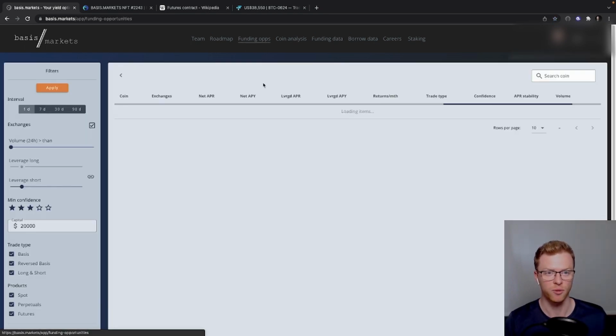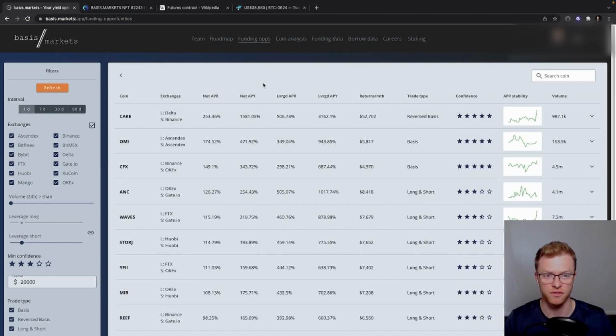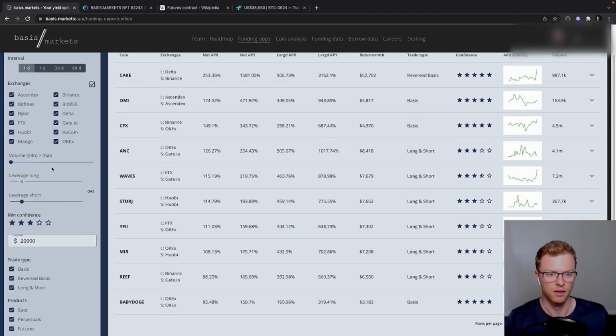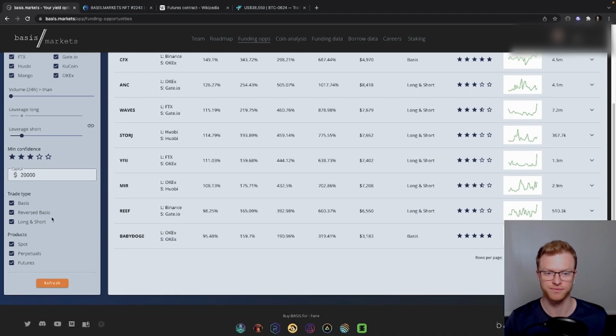Now we can go into the actual trade engine itself. From the funding opportunity page, you will have access to all of those opportunities that the Basis trade engine is scanning for every second, every moment of time. Parameters are on the left, and you can use filters to adjust based on the capital, exchanges, the interval, volume, leverage long, leverage short, and the confidence levels. But let's focus on the trade types and the products that the Basis trade engine uses to execute these trades, or at least to scan for these trades.